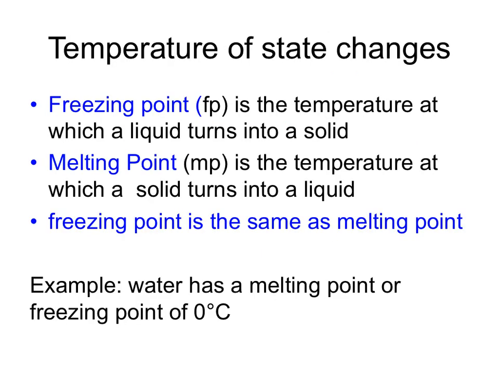Now we need to talk about the temperatures of the state changes we've just discussed. Freezing point, abbreviated FP, is the temperature at which a liquid turns into a solid. Melting point, abbreviated MP, is the temperature at which a solid turns into a liquid. What you might not know is that the freezing point will be the same temperature as the melting point for a particular substance. Example, water. Water has a melting point of 0 degrees Celsius. It also has a freezing point of 0 degrees Celsius, or 32 degrees Fahrenheit.